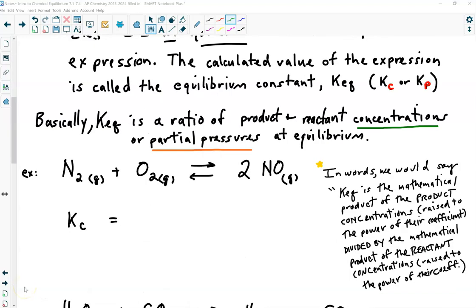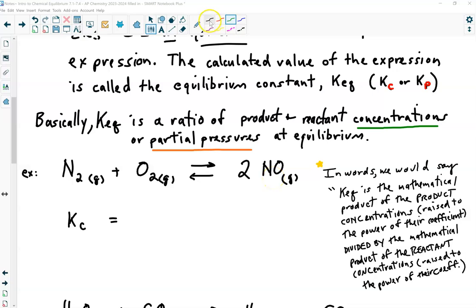All right, so it turns out that this KEQ expression, this equation, is the ratio of product and reactant concentrations at equilibrium. Again, if you have gases and you measure their pressures instead of their concentration, it'll be the ratio of product and reactant pressures at equilibrium. Now, what would the law of mass action look like?